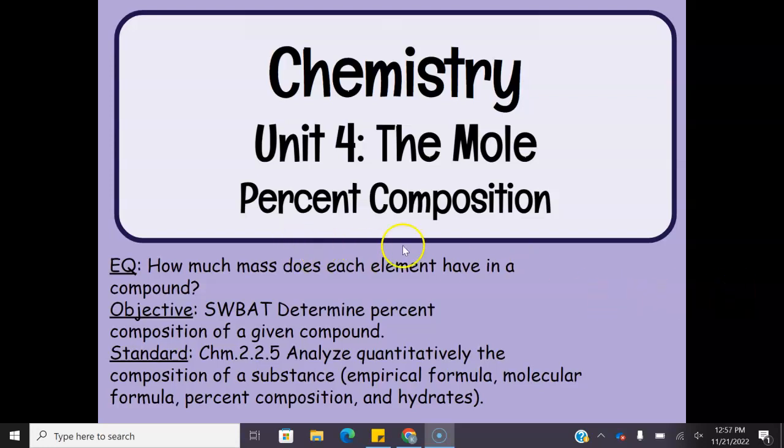Today we are learning how to do percent composition. And thankfully, this concept today isn't as difficult as the conversions that we've been doing the first couple days. So hopefully this will be a little bit easier and not take as much time for you to do.